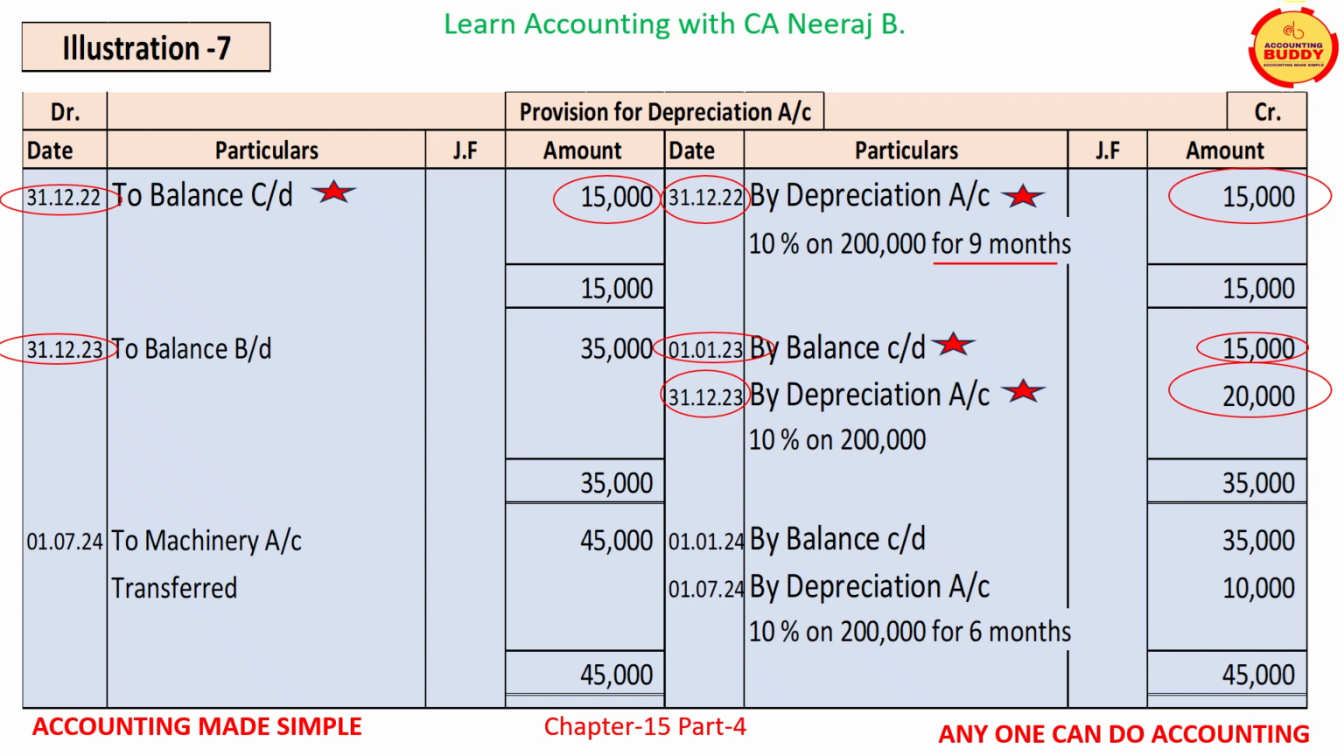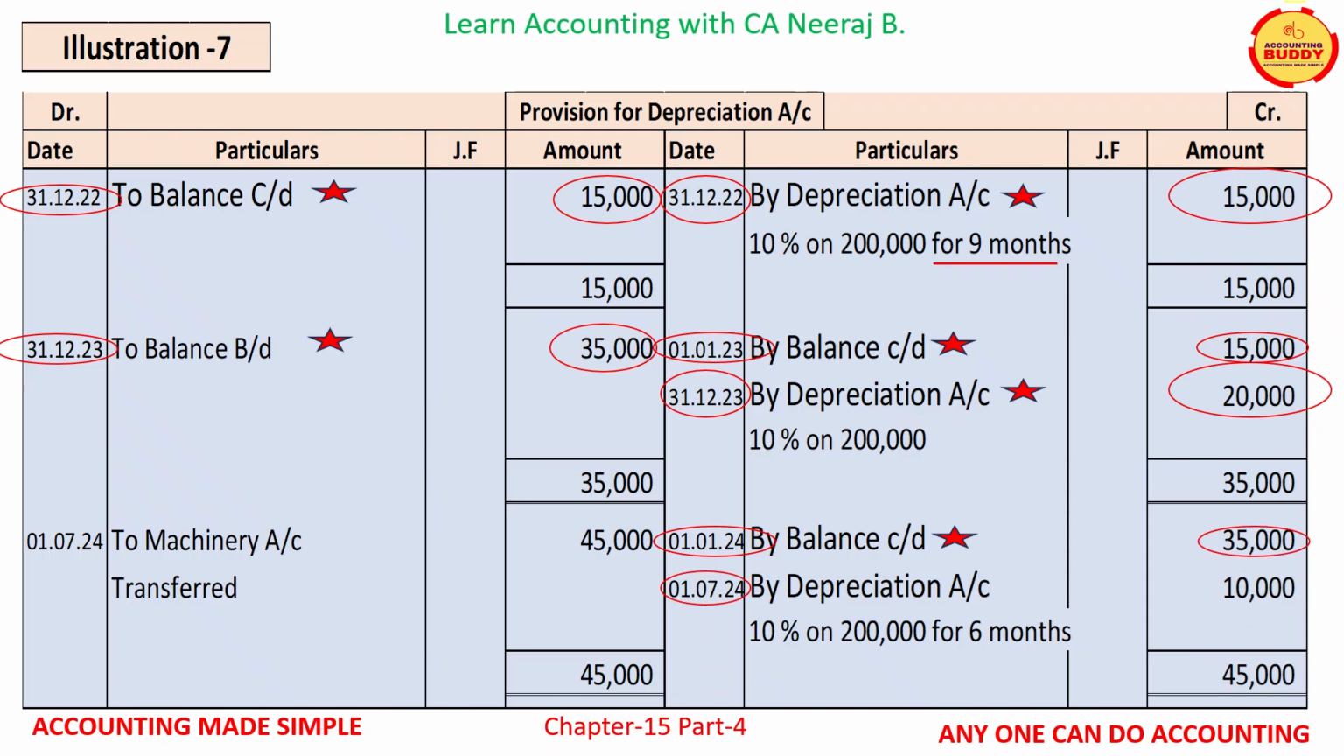On 31st December 2023, the accumulated depreciation amount of $35,000, that is $15,000 for the financial year 2022 and $20,000 for the financial year 2023, will become the closing balance for the financial year 2023 and will be written on the debit side by writing the words "To balance brought down". On 1st of January 2024, the closing balance of accumulated depreciation of $35,000 as on 31st December 2023 will become the opening balance for the financial year 2024 and is written on the credit side of the account by writing the words "By balance carried down" for $35,000.